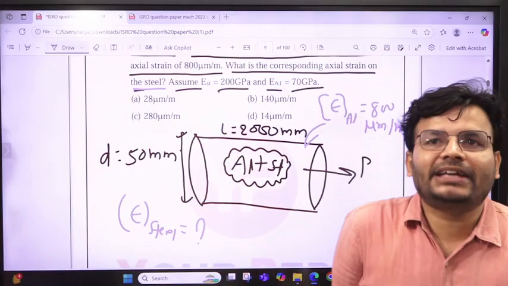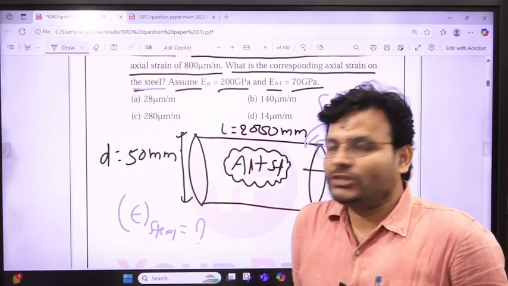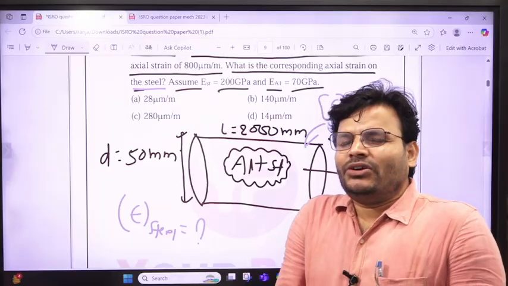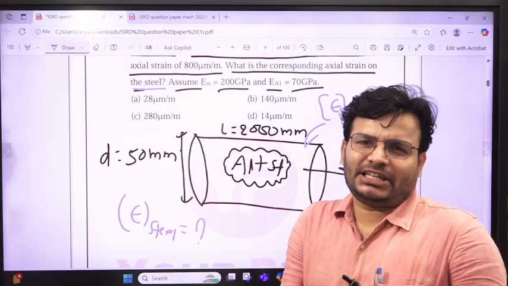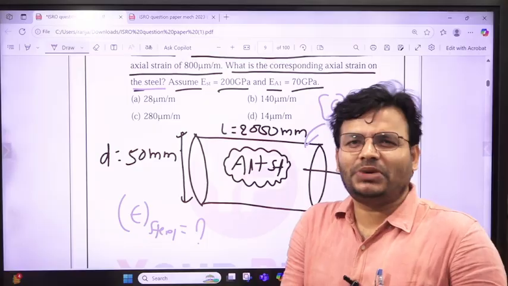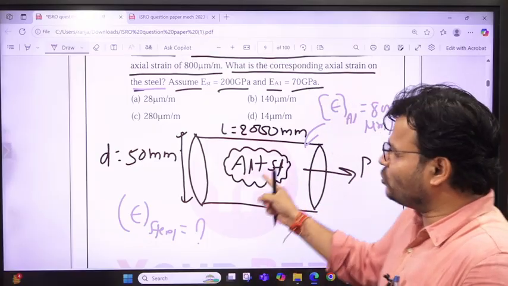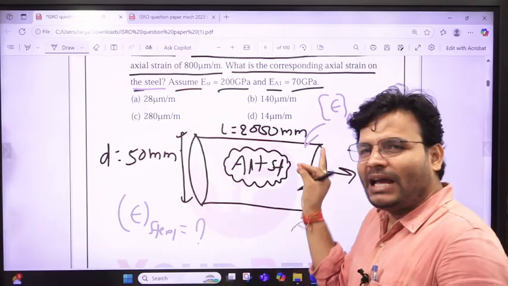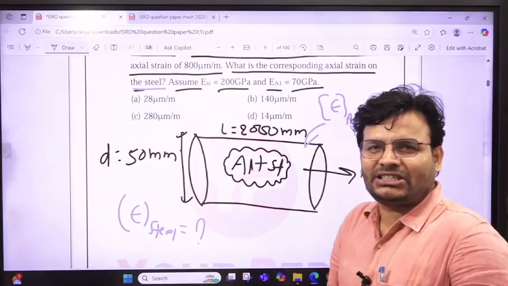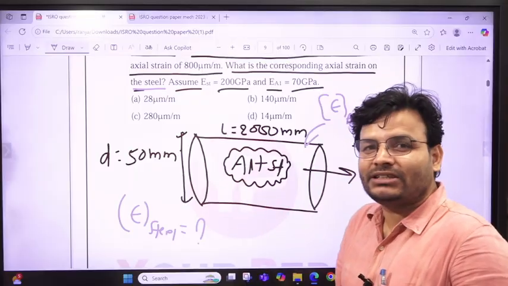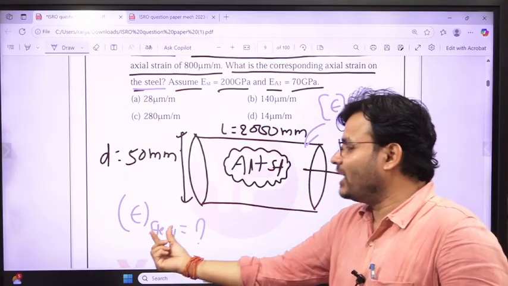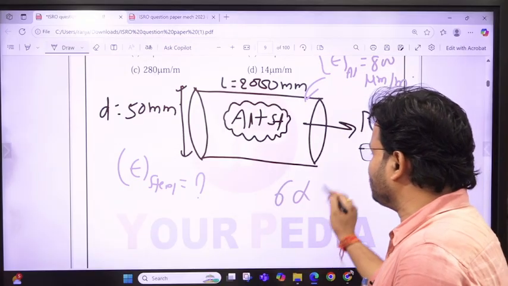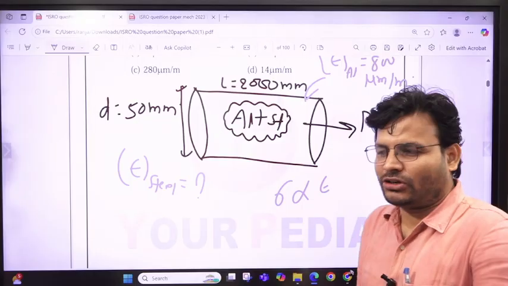Now the thing is, sir, how can I proceed in the question with the data that I have been given? My dear friends, first of all, you have to calculate the stress. Once you get the stress, the stress will be the same for both aluminum as well as steel. Once I get the stress, I can calculate the strain, because stress is proportional to strain within the elastic limit, according to Hooke's law.